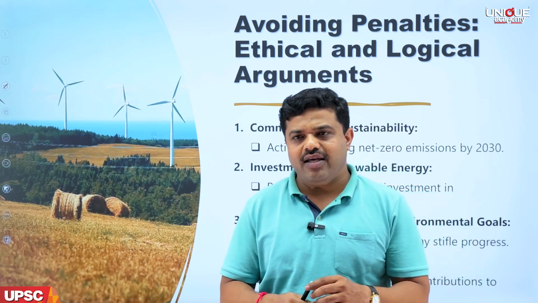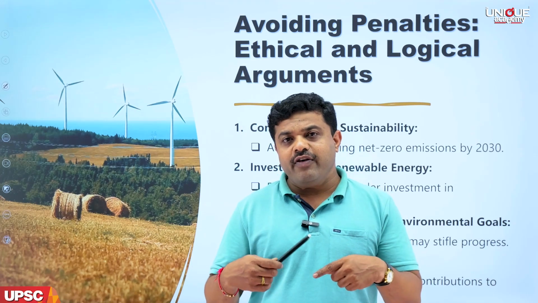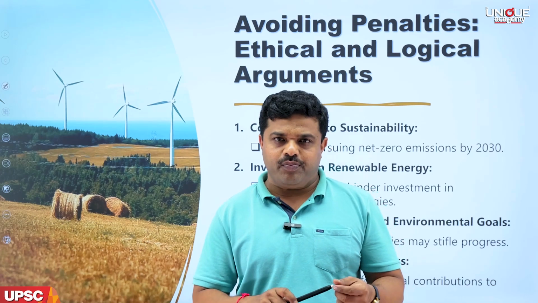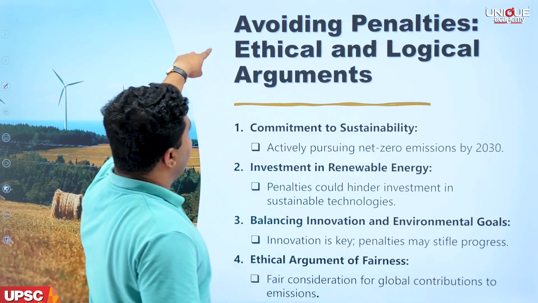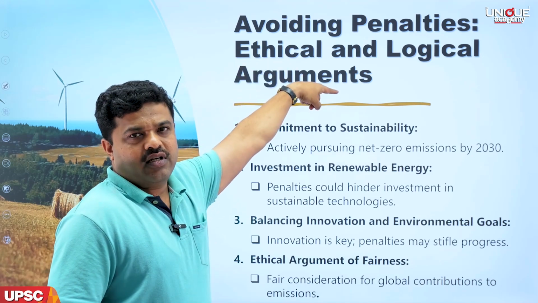Now what does this mean? That of course you will be using AI, but if you are penalized for using AI, you need to explain how using AI is necessary. So this is the title, avoiding penalties, and what ethical and logical arguments you would give for using AI.